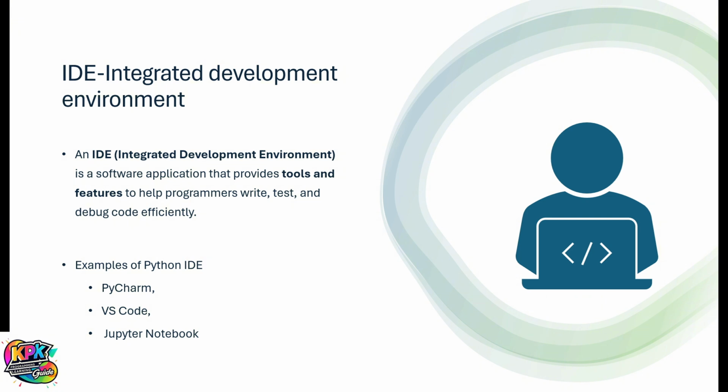Another platform for coding is what we call the IDE, which simply means Integrated Development Environment. An IDE is simply a software application that provides tools and features to help programmers write, test, and debug code efficiently. Examples of Python IDEs are PyCharm, VS Code, and Notebook.